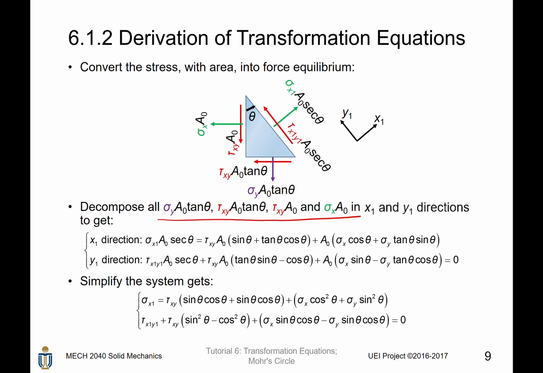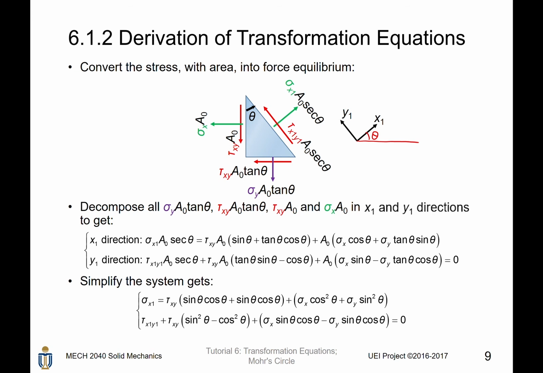But basically, what is theta? Theta is just this angle. Then you will find sigma y A0 tangent theta, tau xy A0 tangent theta, tau xy A0, and sigma x A0 in x1 and y1 directions, such that we can do some computation with respect to sigma x1 A0 secant theta, as well as tau x1 y1 A0 secant theta. So in x1 and y1 directions, the equations are shown here.